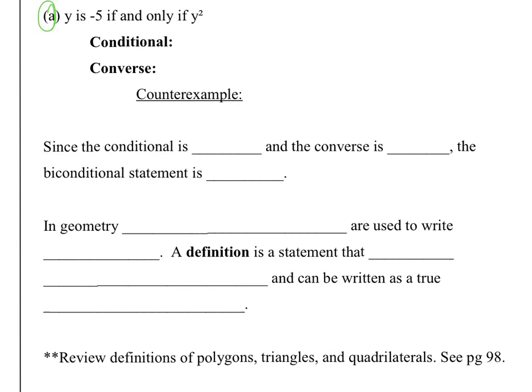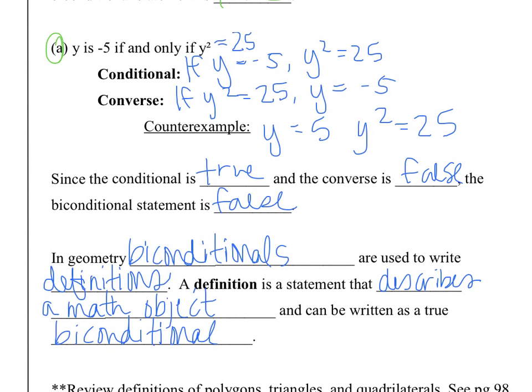I don't know if y'all see this, but this is supposed to say y squared equals 25. Okay, now go. Okay, so here's your conditional. If y is equal to -5, then y squared is equal to 25. And then the converse: if y squared is equal to 25, then y is equal to -5.